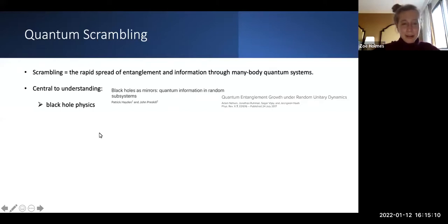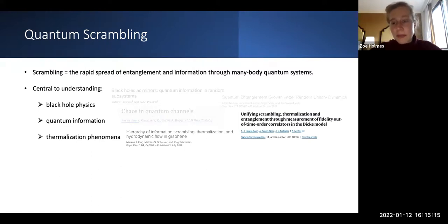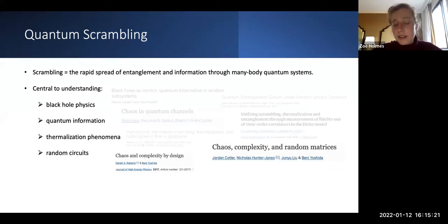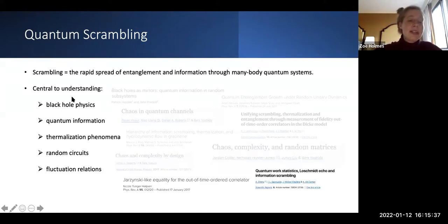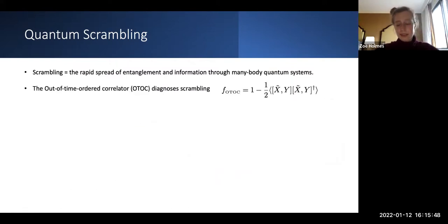Pretty essential to understanding black hole physics, but also it's applicable to a whole wide range of areas. So, thermalization phenomena: scrambling systems tend to thermalize rapidly. Random quantum circuits, as I'll come to next: a scrambling unitary can be modeled as a typical random unitary. I particularly highly recommend this paper here, particularly the arXiv version. In the arXiv version, they are very pedagogical and include a bit of a sense of humor. Even connections between scrambling and fluctuation relations in thermodynamics, as well as a number of other things I don't have space for on my slide. Okay, so scrambling is important in a wide range of areas.